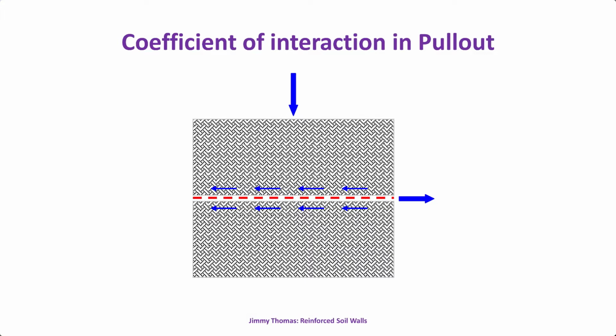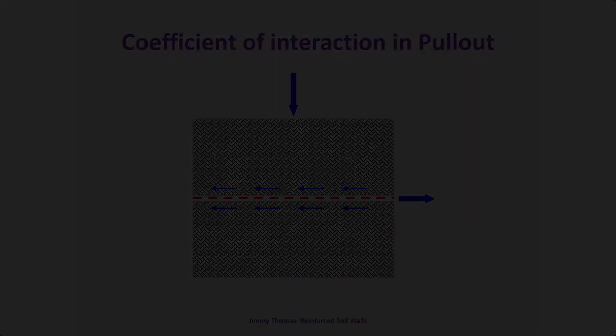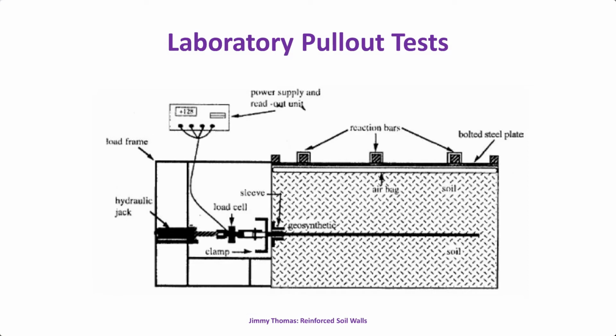Again, there is a coefficient of interaction in pullout. Earlier we have seen sliding actually. So there, one part of soil was sliding over the reinforcement, internal sliding. Here we have the upper part of soil, the lower part of soil, and the reinforcement, which we are pulling out like that. So here normally we can conduct a pull-out test.